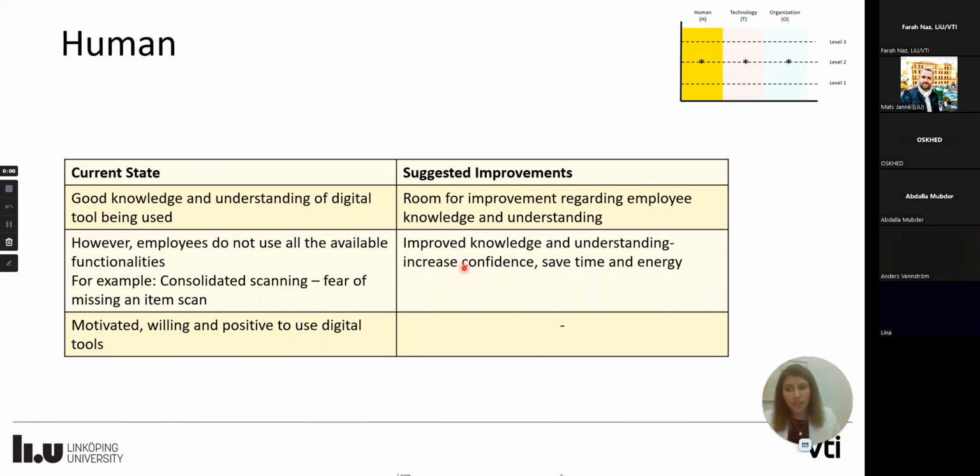While talking about the human dimension, the current state is that the drivers have a good knowledge and understanding of the digital tool being used. However, employees and workers are not using all the available functionalities. This is because they sometimes feel that they might miss something in scanning. For example, the consolidated scanning, where they can group the items and scan them together. Sometimes they do, but on most occasions they feel that if they miss the scanning of a single item, it will have large consequences, because then they have to repeat all these activities again for that package if they miss scanning it.